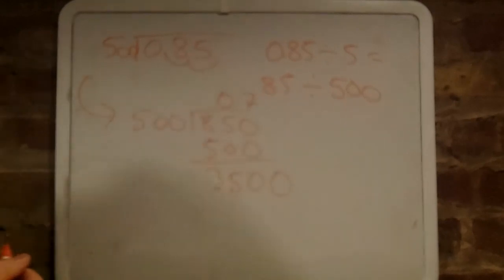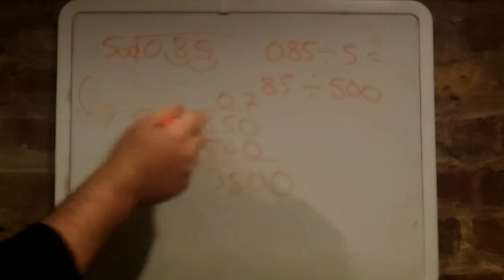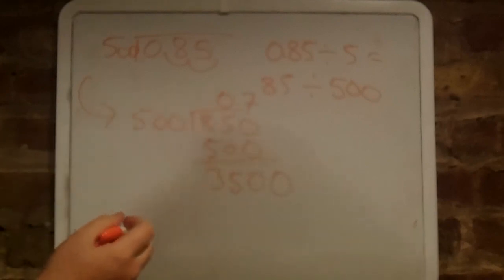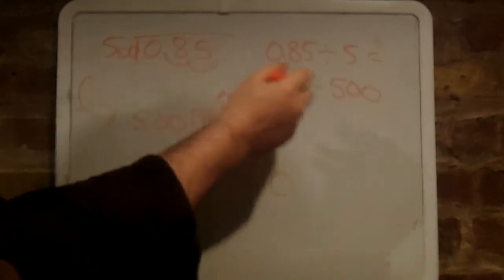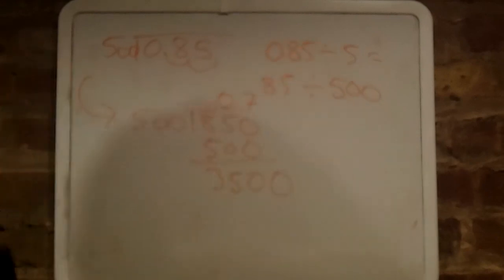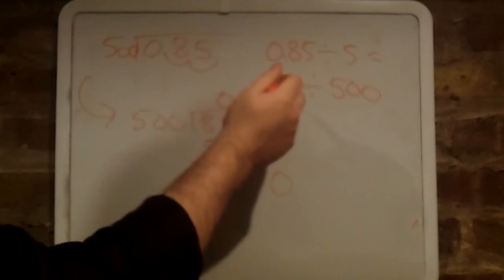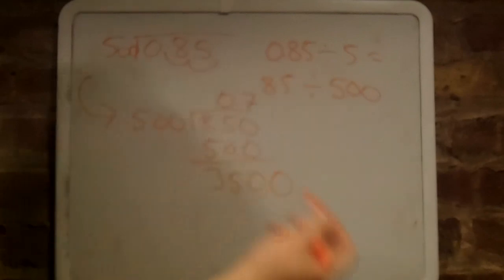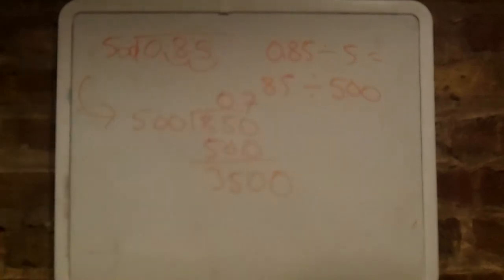And that's pretty much the gist of it there. In division, you don't need to move your decimal point around because it's equivalent. So dividing 0.85 by 5 is the same as dividing 85 by 500. So there's no need to move the decimal point backwards in your final answer as we did when we were doing multiplication.